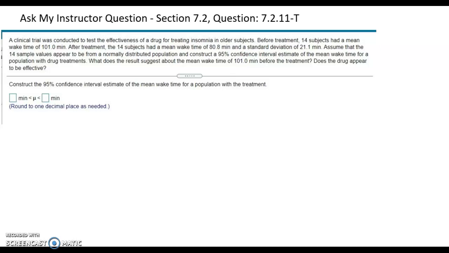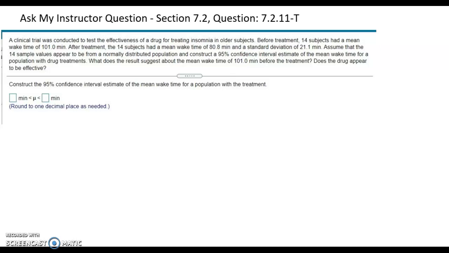Before treatment, 14 subjects had a mean wake time of 101.0 minutes. After treatment, the 14 subjects had a mean wake time of 80.8 minutes and a standard deviation of 21.1 minutes. Assume that the 14 sample values appear to be random from a normally distributed population and construct a 95% confidence interval estimate of the mean wake time for a population with drug treatments. What does the result suggest about the mean wake time of 101 minutes before the treatment? Does the drug appear to be effective?